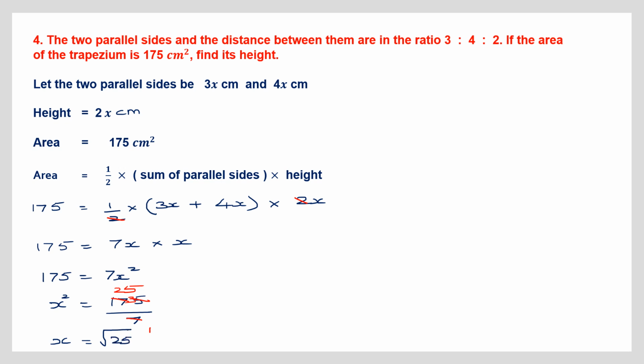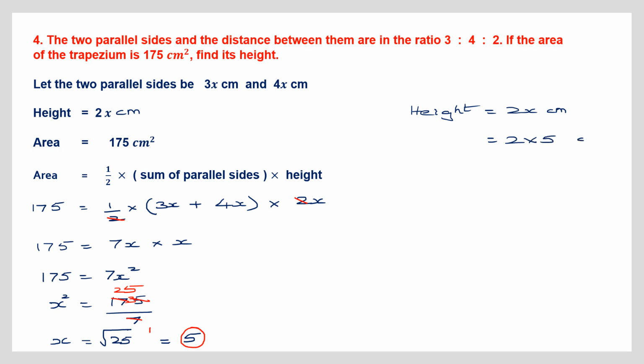And what is the square root of 25? 5, because 5 into 5 is 25. So x is equal to 5. So we have found the value of x, but what have we been asked to find in the question? In the question, we've been asked to find the height. So here we said height is 2x centimeters. So now we know the value of x. We can substitute 2 into x and x is 5.